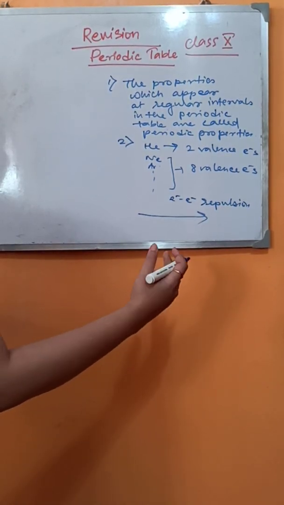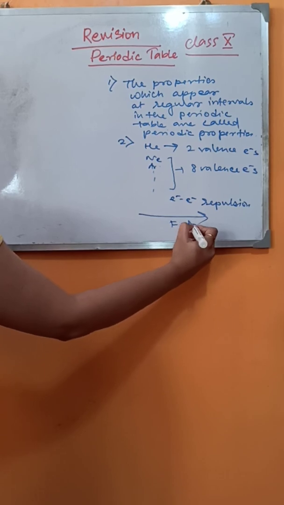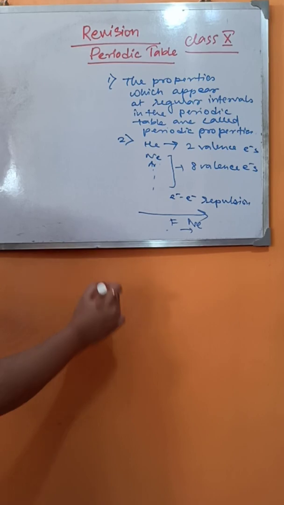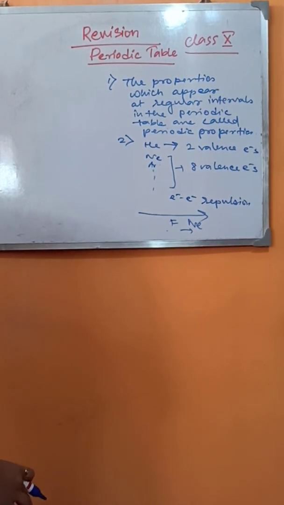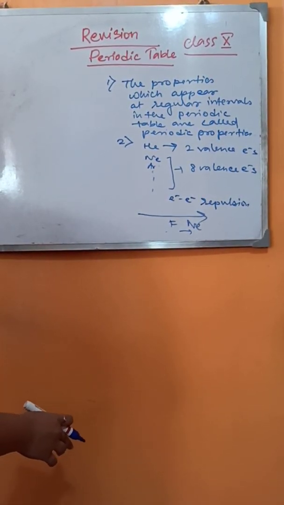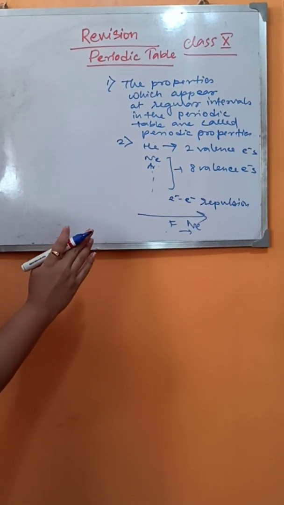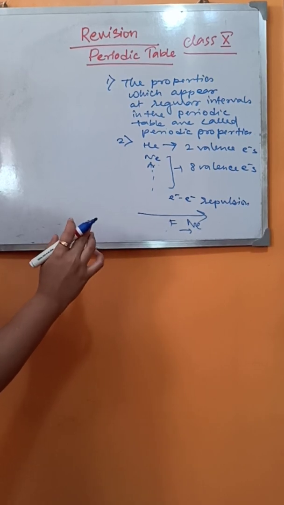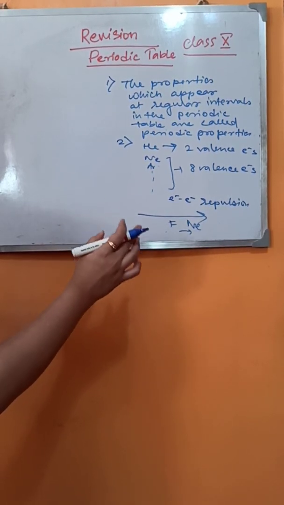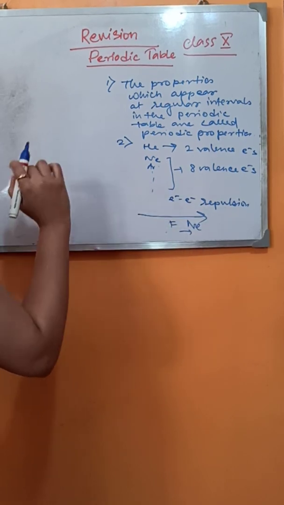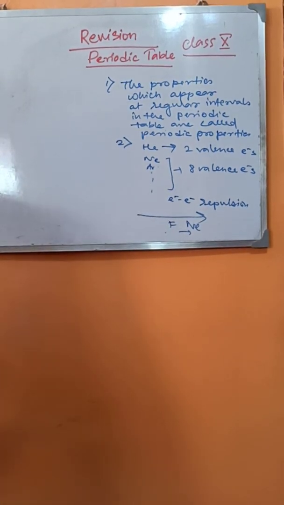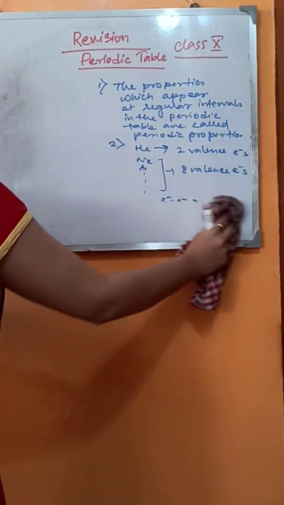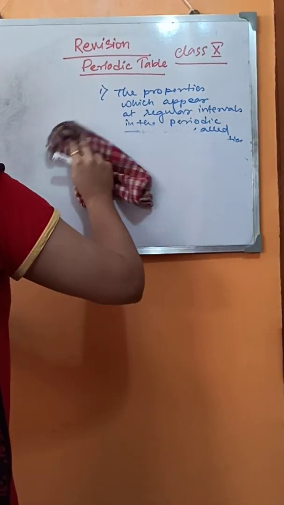But still neon, which is just to the right of fluorine, has a larger atomic size than fluorine, only because of its completely filled electronic configuration, having all the 8 electrons, causing electron-electron repulsion. Because of this force of repulsion which exists in neon, the atomic size of neon is greater than that of fluorine.